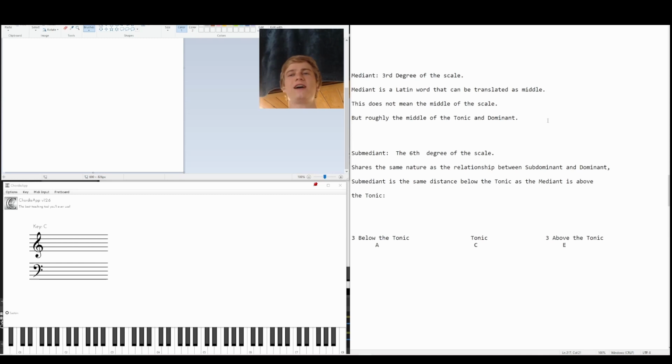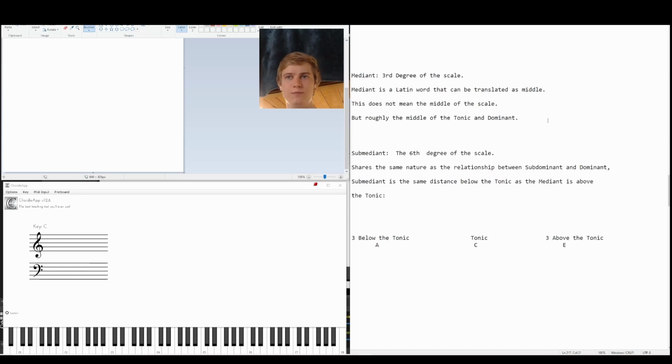Moving on, we're looking at the median, the 3rd degree of the scale. We're using a lot of Latin words here. Median is a Latin word that can be translated to middle. This does not mean the middle of the scale. This means roughly the middle of the tonic and the dominant. So then we're going to move on.